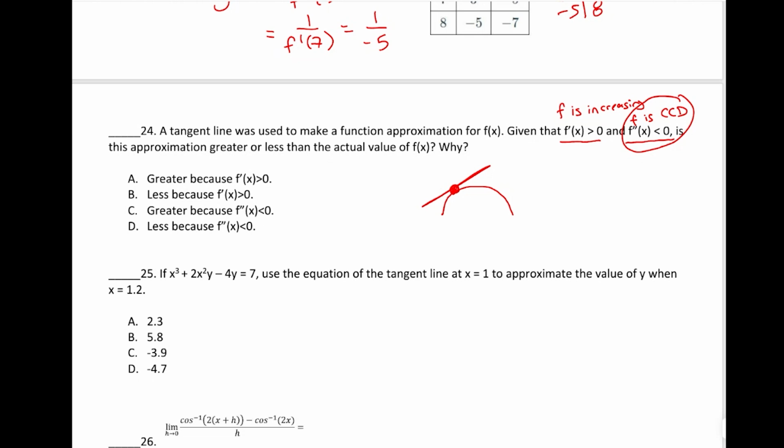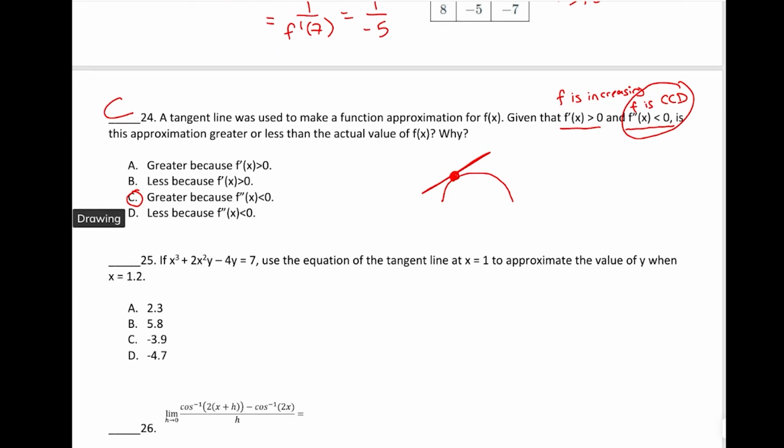So this is going to be an over approximation. The approximation is going to be greater, and the reason is not because f is increasing, because the line would be above over here as well, so it really has nothing to do with the fact that f is increasing. It's because f is concave down, and that is due to the fact that the second derivative is negative. So our answer is C, that our approximation is greater than the actual value because the second derivative is negative.